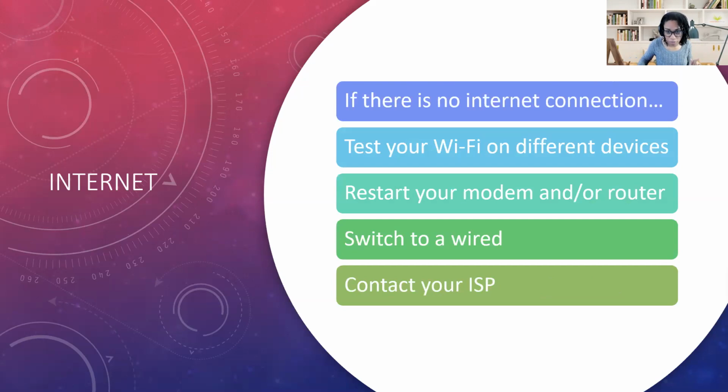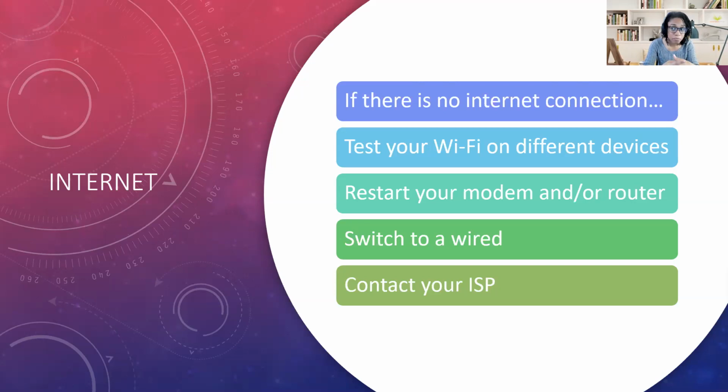The second internet problem you might run into is if there's no internet connection at all. So what you can do to kind of troubleshoot that is test your Wi-Fi on different devices. If the Wi-Fi works fine on your phone or on your tablet, it's a pretty good indicator that you might need to reconnect your computer to the Wi-Fi.